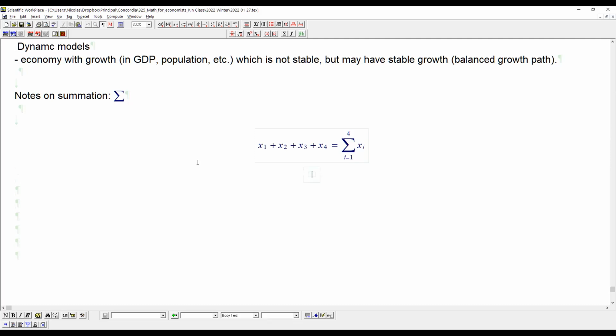Yeah, so I'm just going to give you some examples. 3 plus 4 plus 5 plus 6. So that's equal to the sum from 3 to 6 of i, right? So here I'm just having the i substitute for the index of every term.